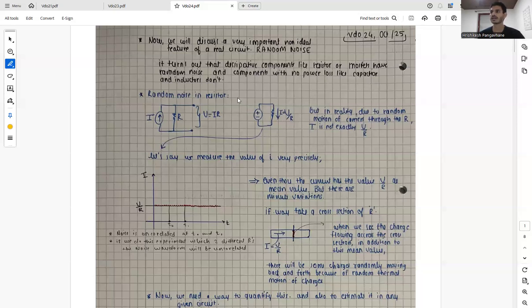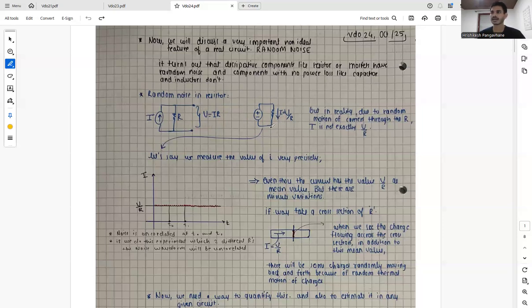So we will start with random noise in a resistor. We will look at the definition and how to model it. Let's say we have a resistor and we have a current source. When the current source flows through the resistor, we have a voltage across the resistor, which is IR, and accordingly, if we apply some voltage across the resistor, then we have a current through the resistor, which is V by R. So in reality, due to some random motion of charge carriers through R, I is not exactly V by R. So what does it mean?